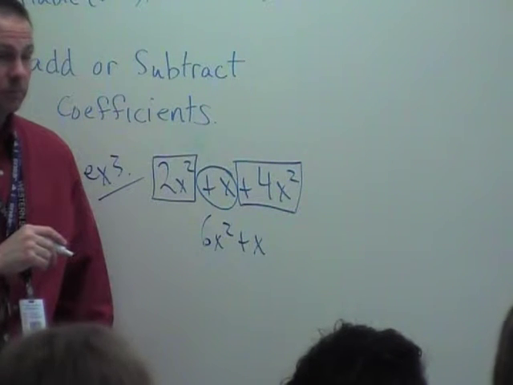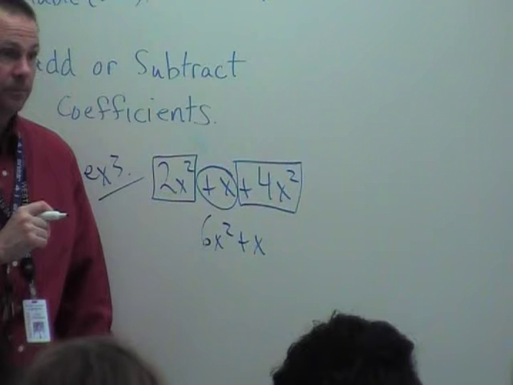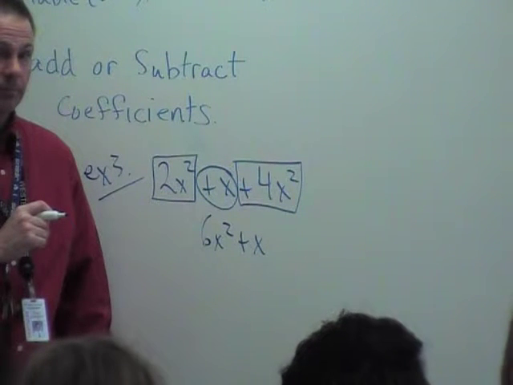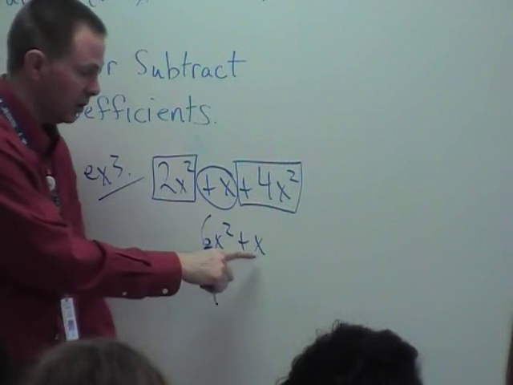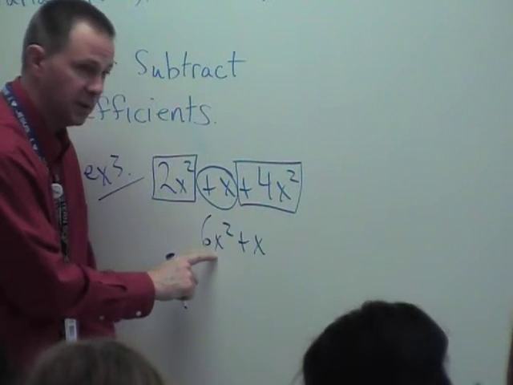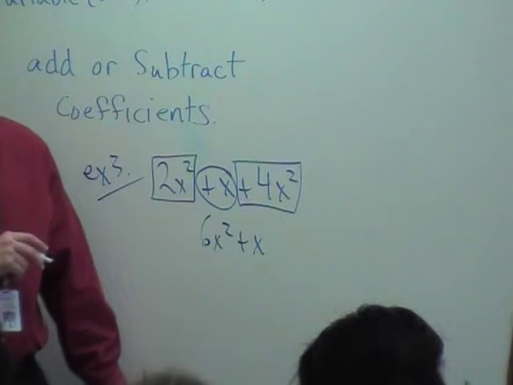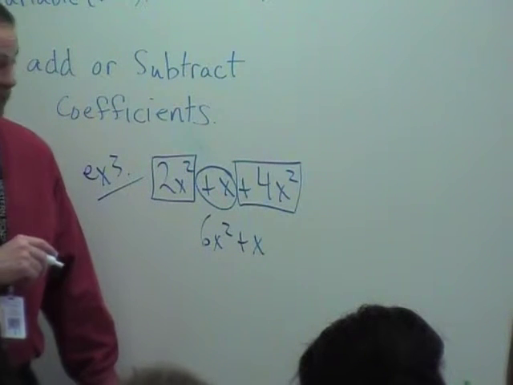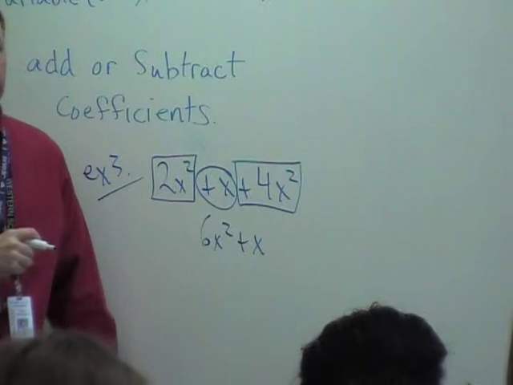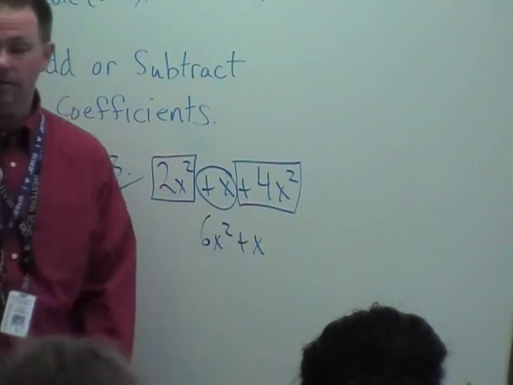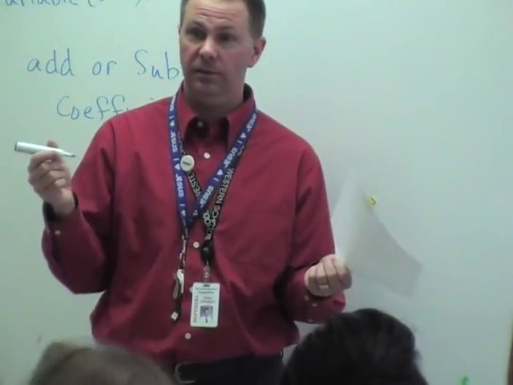If the letters are the same... then you can't put them together. Yes, this is the answer because these cannot be put together. This is 6x squared plus 1x. You cannot put those together. So that's your final answer. So x squared and x are like this. It's like a marker and an eraser. They're different. You can't put them together.